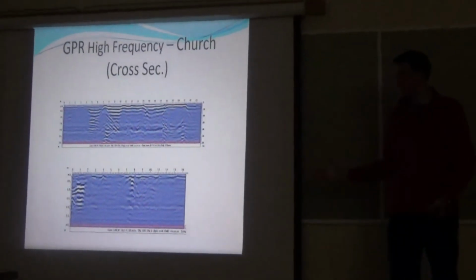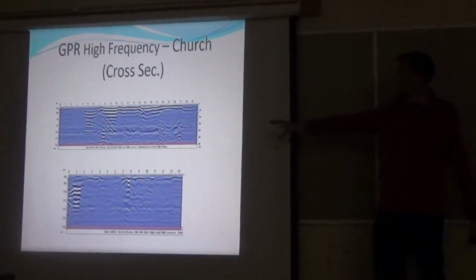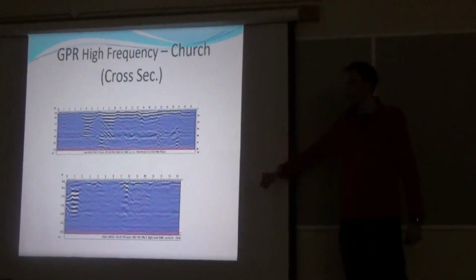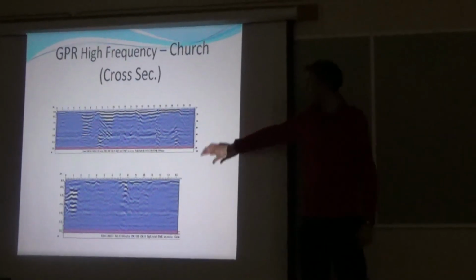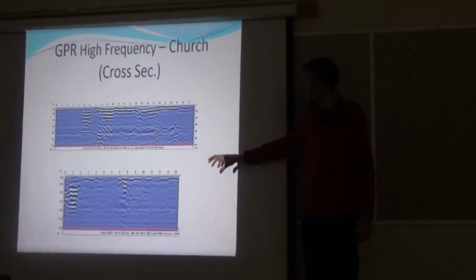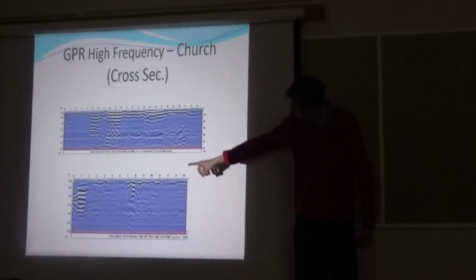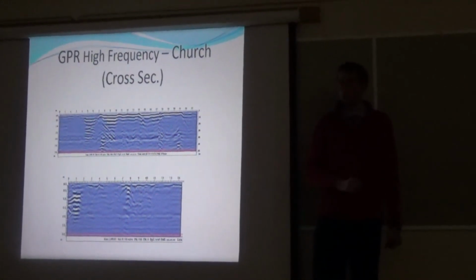So the data you get. I said you get two types of data. So this is the pseudo sections, or cross sections, through the data. These are from a church that I surveyed in Oxfordshire. So what you can see is this is metres going down. So we go 3 metres into the underlying archaeology.